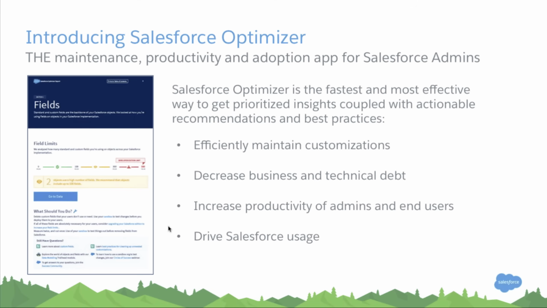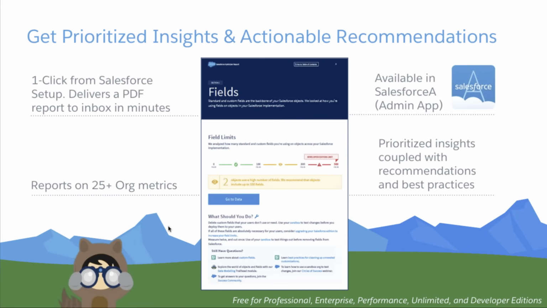It's only 1 click from Salesforce Setup on desktop or the Salesforce Admin app, and you receive a report on over 25 org metrics. That includes insights, recommendations, and best practices, tailored for your needs based on what's going on in your org. This tool is available in both Classic and Lightning for all Professional, Enterprise, Performance, Unlimited, and Developer Edition orgs and their sandboxes. However, it is only visible to users with admin permissions. So while Salesforce orgs all over the world have access to this report, I do want to note that the interface of the resulting report is in English.